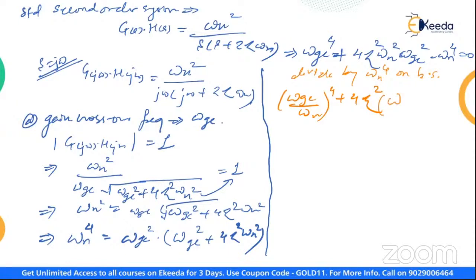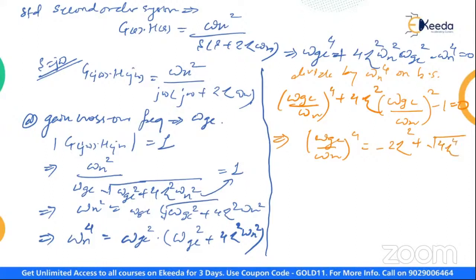Into what? Omega GC upon omega n the whole squared minus 1 equal to 0. So this implies omega GC by omega n the whole raised to 4. Let us take everything on the other side. You will get minus 2 times zeta squared plus under root of 4 zeta to the power 4 plus 1. Correct?